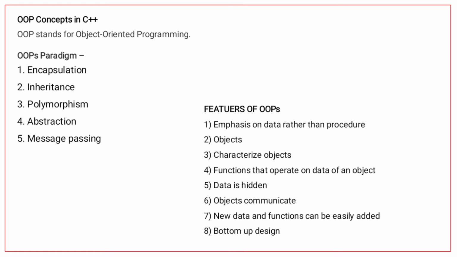The object oriented programming paradigm has the following core concepts. First, encapsulation. Second, inheritance. Third, polymorphism. Fourth, abstraction. And fifth, message passing. Now, first, encapsulation.